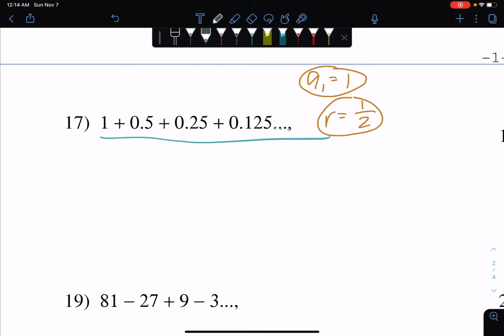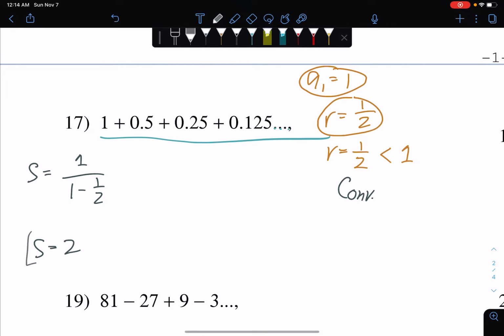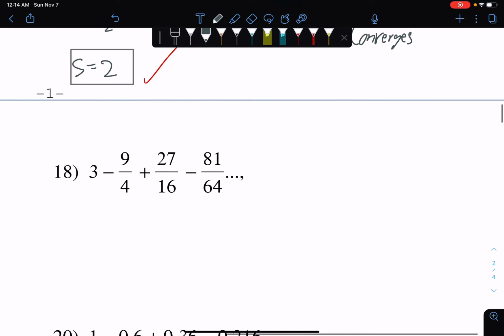So let's assess. R is equivalent to 1 over 2. It's less than 1, so it converges. And therefore we can find the sum. So S is equivalent to a sub 1, which is 1, over 1 minus R. In that case, S is also 2, similar to the answer a while ago, but I doubt it was a coincidence. This is correct. Let's move to number 18.